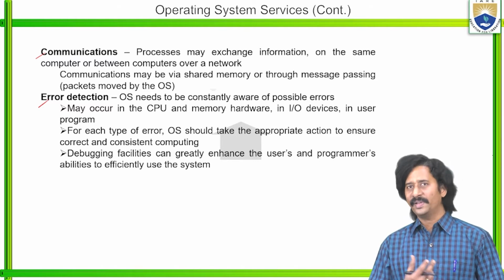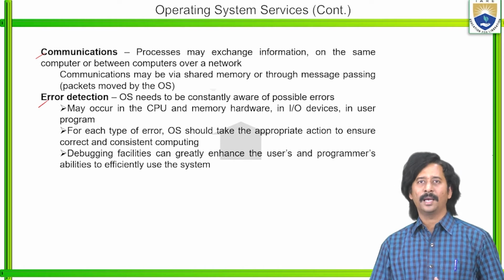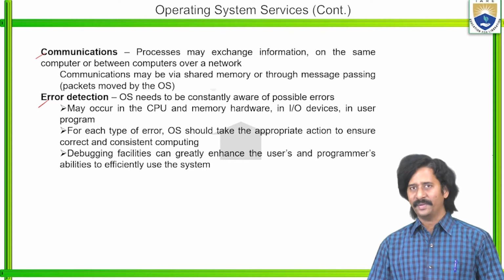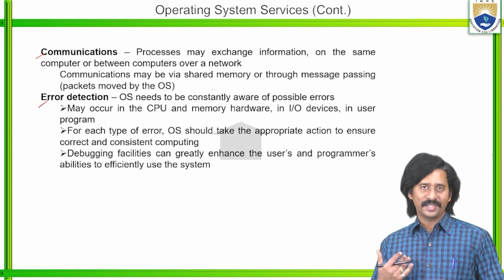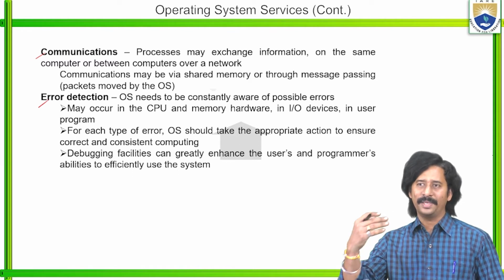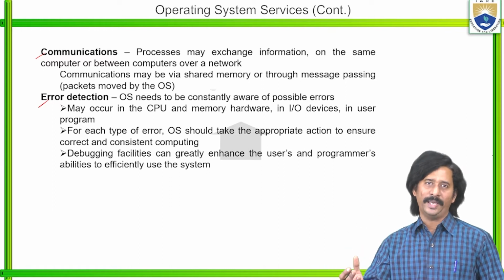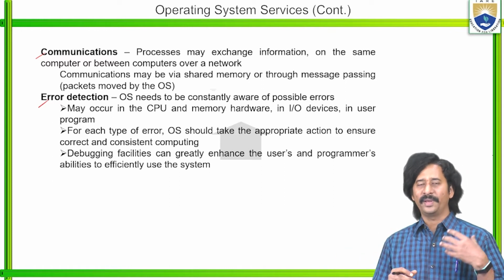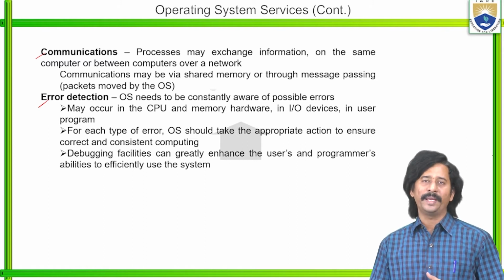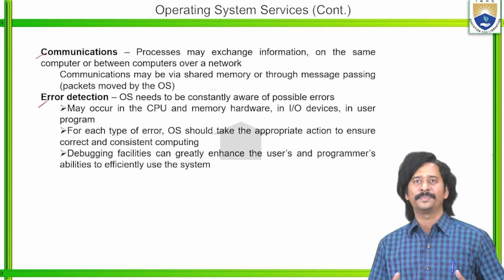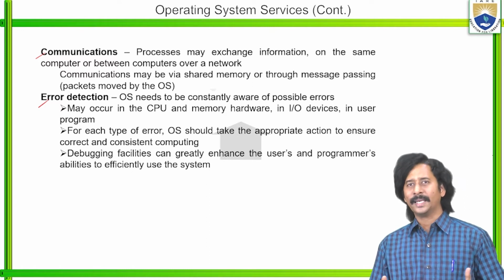The next service provided by the operating system is error detection. In the previous video we also discussed that each and every time the operating system alerts the user whether a program or application executed successfully, it shows some message. If any interrupt occurs, it shows some message. So the operating system needs to be constantly aware of possible errors. What kind of errors? That may vary.